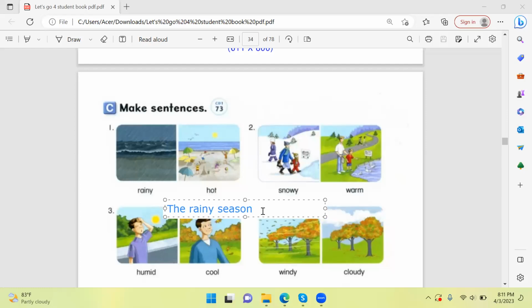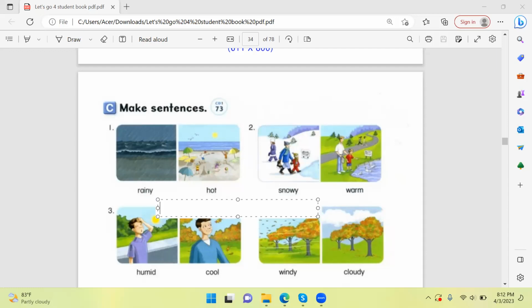The rainy season. Okay, the rainy season. Very good. How about number two? Can you please read this, the second word? Yes, this one. Can you please read? What word is this? It is very hot. All right, it's very hot.